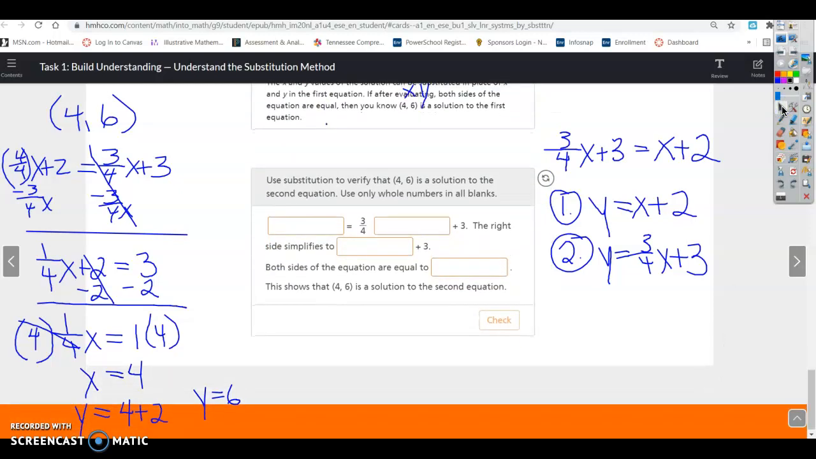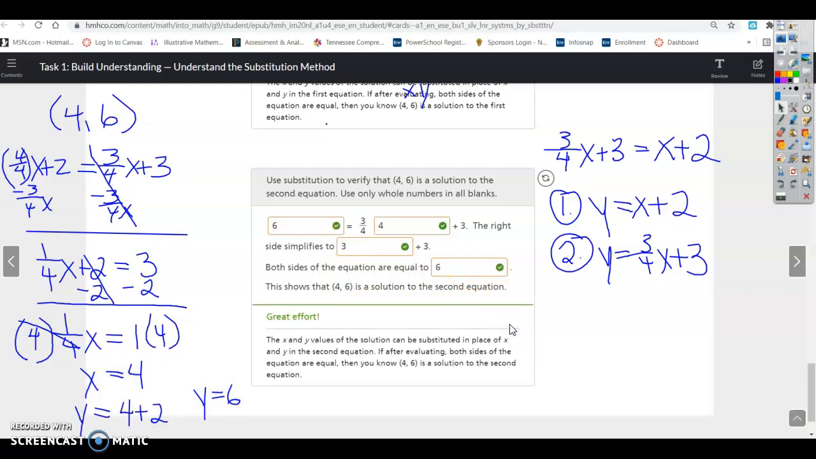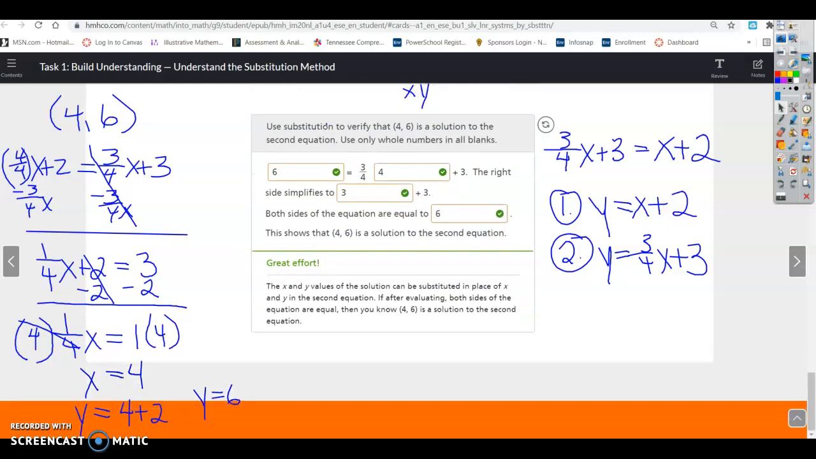All right, use substitution to verify 4/6 is the solution to the second equation. Okay, the second equation says y equals 3/4 x plus 3. So we're going to substitute 6 in for y again. Does that equal 3/4 times x? X was 4 plus 3. The right side simplifies. So this would be 12 over 4. 12 over 4 is 3. 3 plus 3 is 6. Both sides of the equation equal 6. So that is correct. All right, that is all for task 1. If you have any questions, let me know.